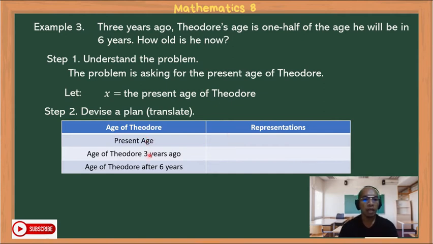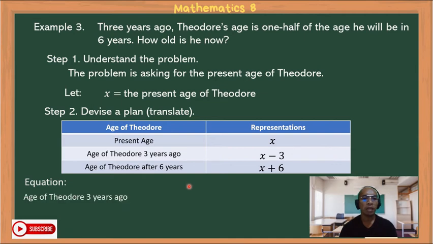This is the present age. To represent the present age of Theodore, that would be x. If this is the age of Theodore now, to represent his age 3 years ago, we will subtract 3 from x. So that would be x minus 3. Then after 6 years, how are we going to represent his age? If the present age is x, after 6 years we will add 6 to x. So these are the representations of the given conditions stated in the problem.